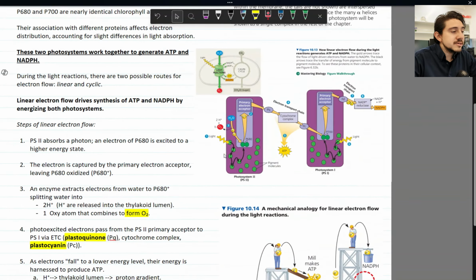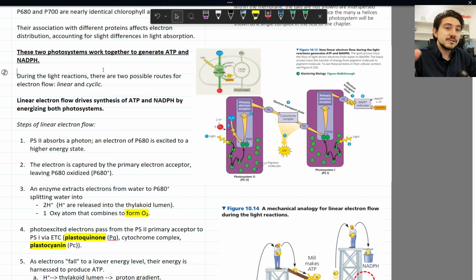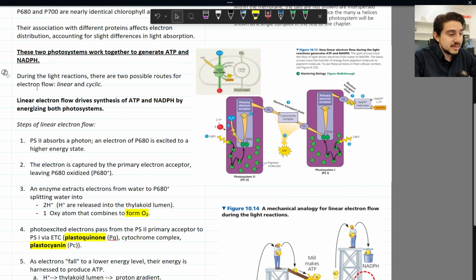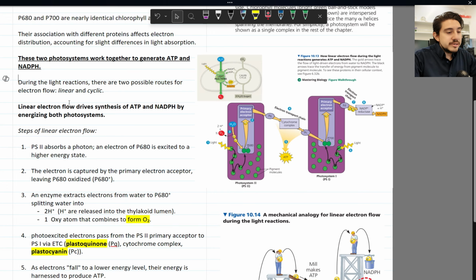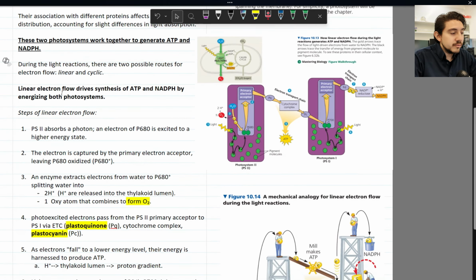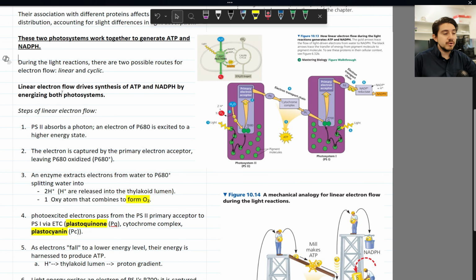Continuing on, so now you have these two photosystems working together, ultimately to generate ATP and NADPH. Okay, don't get confused with NADH of cellular respiration. So here you have NADPH. And there are two ways in which you can harvest these things, right? ATP or NADPH. There are two routes. You can have a linear route, or you can have a cyclical route here. And we're going to take a look at this linear route, where the electrons flow in a linear manner.